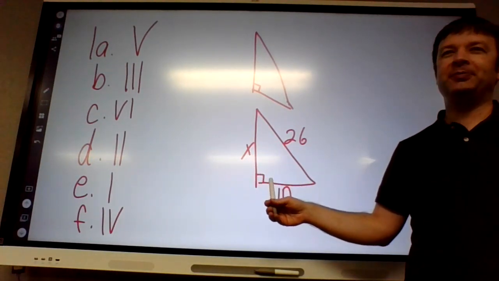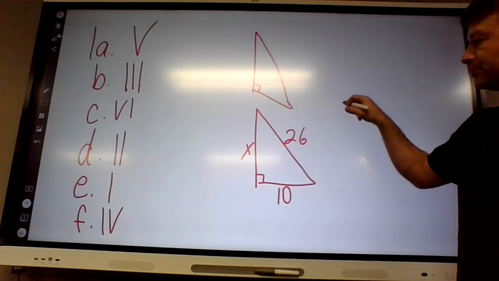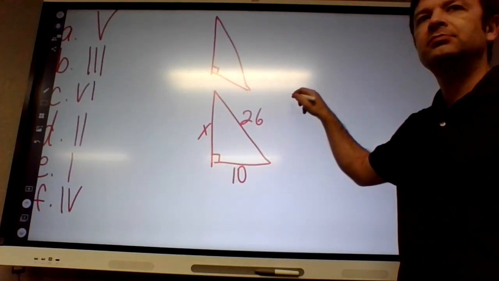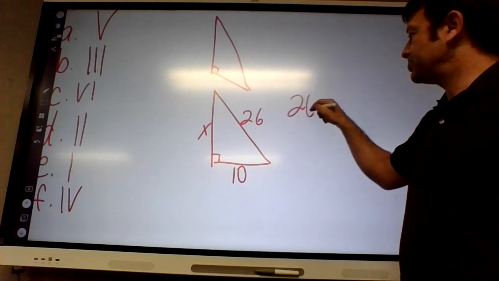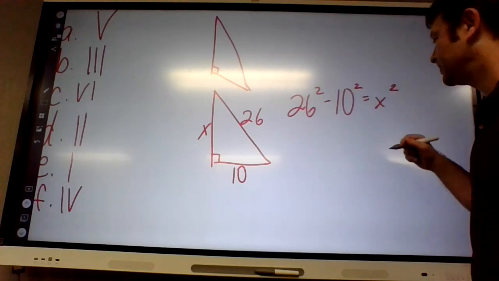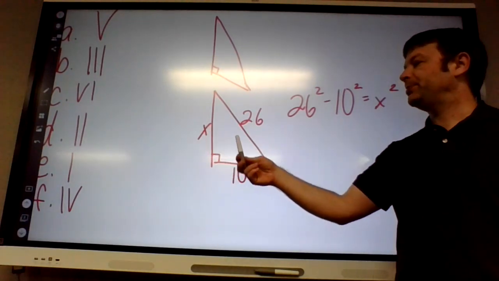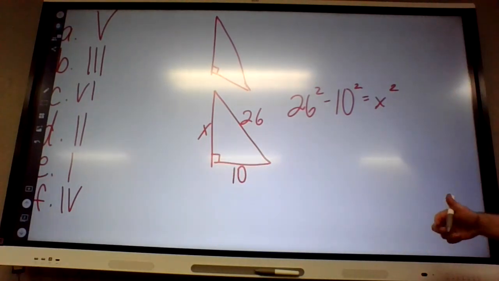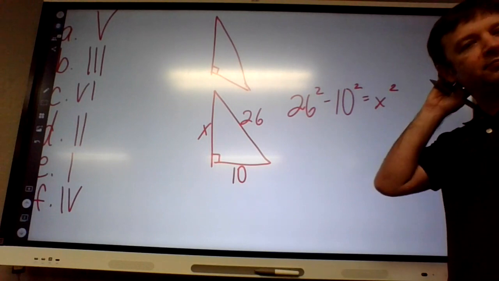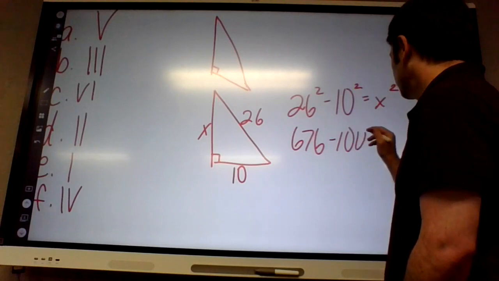So what method have we used many times? Pythagorean theorem. So how would I set it up? You say 26 squared minus 10 squared? Okay. Yeah. Or you could do X squared plus 10 squared equals 26 squared, if you like it the normal way. That would work also. I don't know what 26 squared is. It's not in my memory bank. 676.